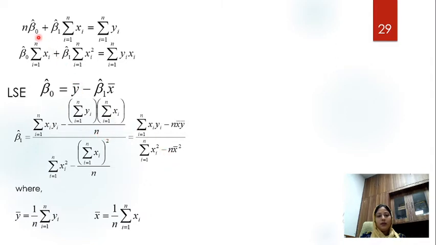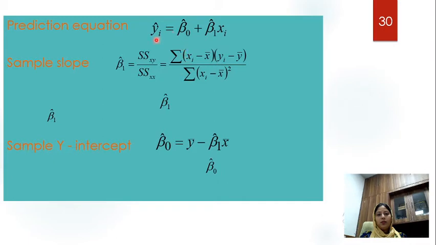And then dividing the first normal equation by n, we can obtain beta naught hat is equal to y bar minus beta 1 hat x bar, where y bar denotes the sample mean of y observations and x bar denotes the sample mean of x observations. The prediction equation is given by y hat is equal to beta naught hat plus beta 1 hat xi. Sample slope beta 1 hat is equal to Sxy upon Sxx, given by this expression.